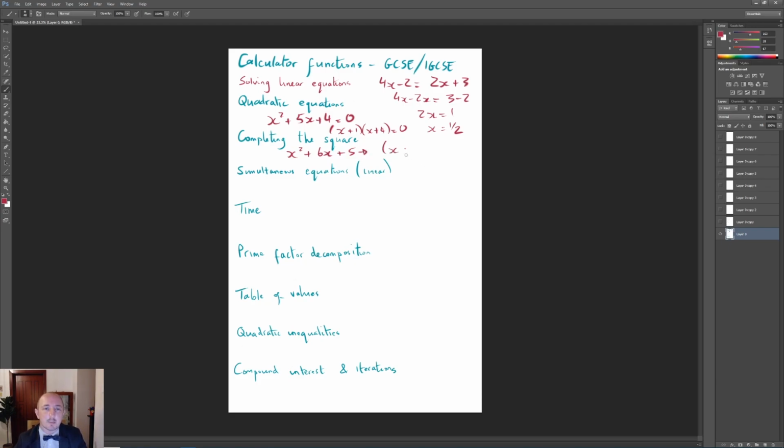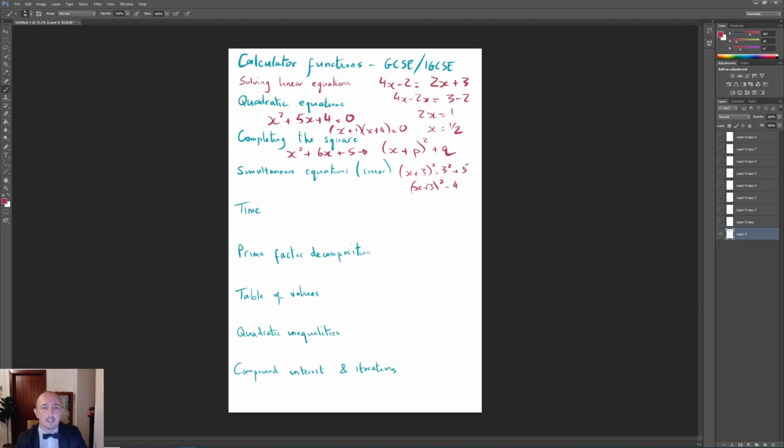So in the test it has something like x plus p squared plus q or something like that. So when we do this, we do the half of the x term, so we get x plus 3 all squared, and then we subtract 3 squared, and then we have the plus 5 that we had originally, and we have x plus 3 squared minus 9 plus 5 is minus 4.